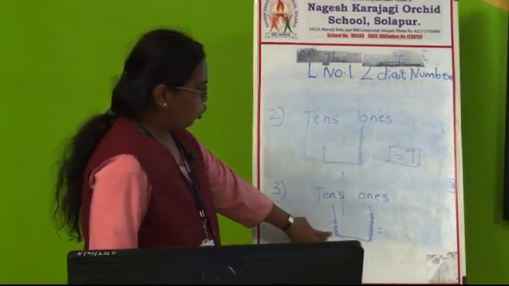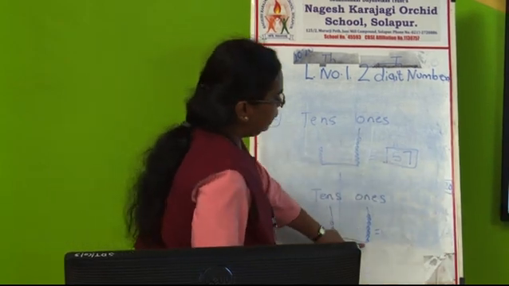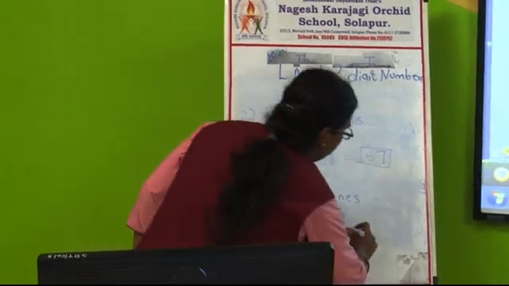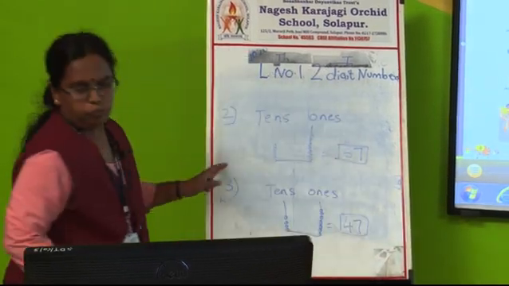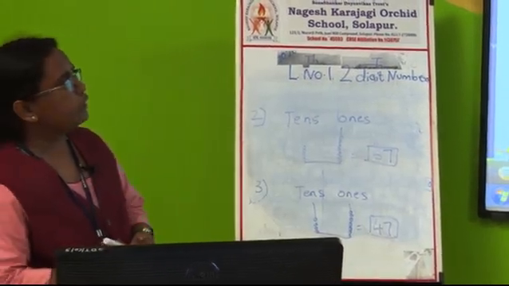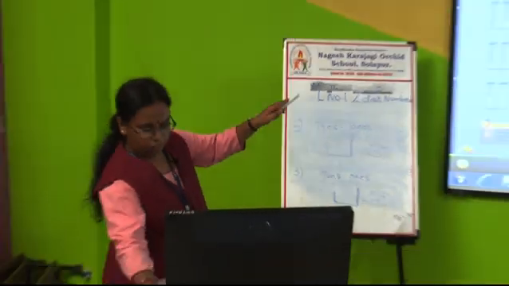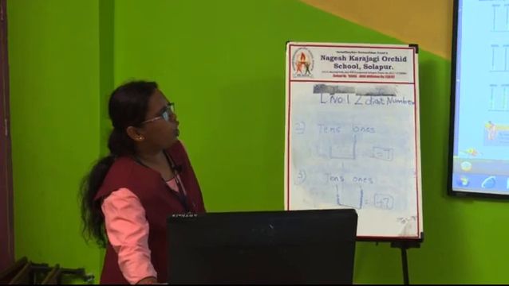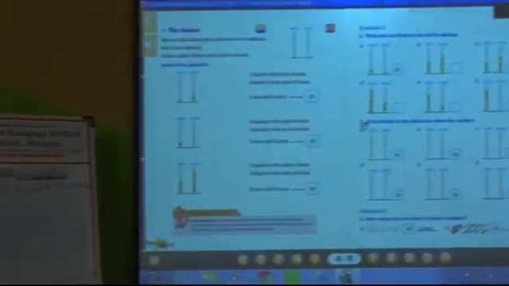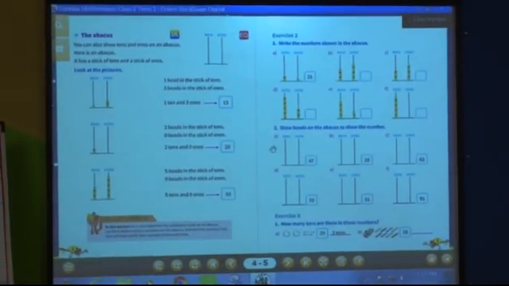Then 4 tens and 7 ones, that is 47. Okay. In this way, we can solve the examples. The remaining 3, you will solve as homework. Now, you see exercise 2, second question.